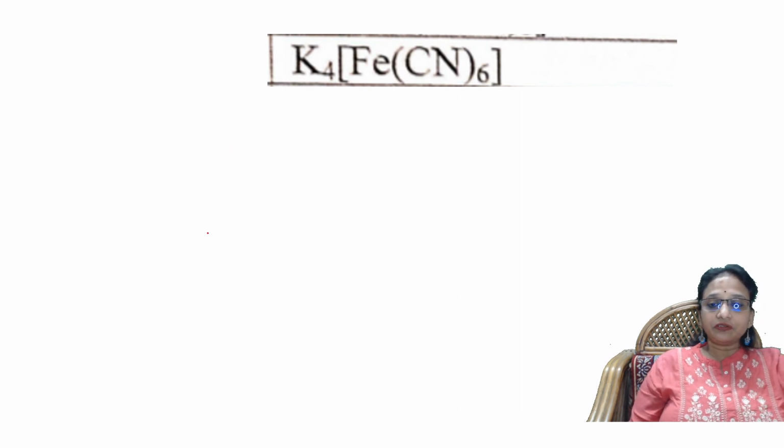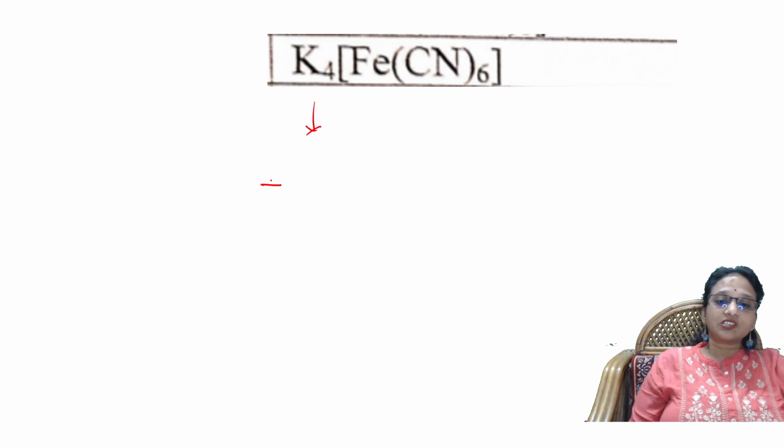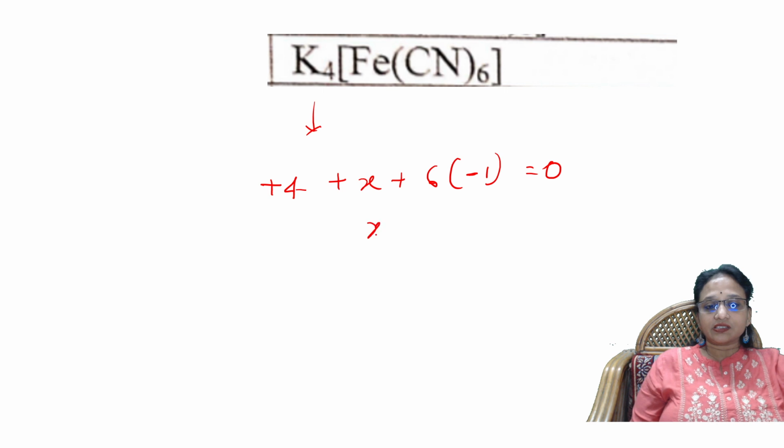Potassium. Even if you don't write di also, tetra also, no problem. This is also right. Check the oxidation state. It is +4. Iron is +6. Plus 6 into -1 is 0. X is equal to 2.